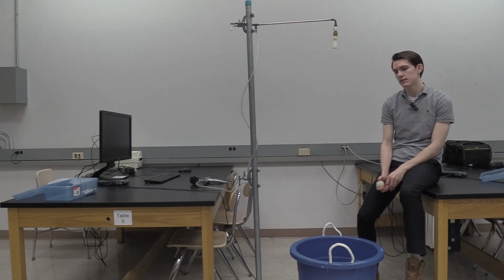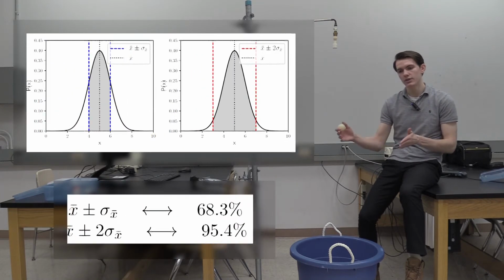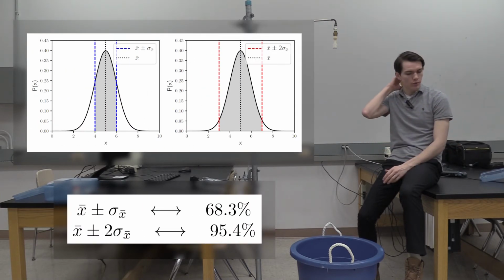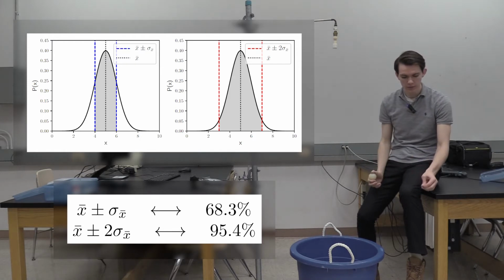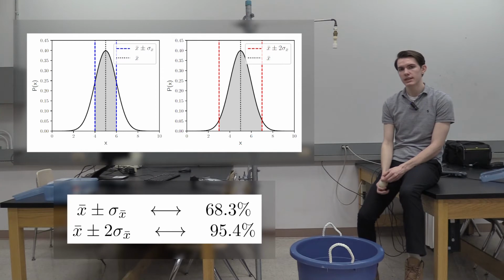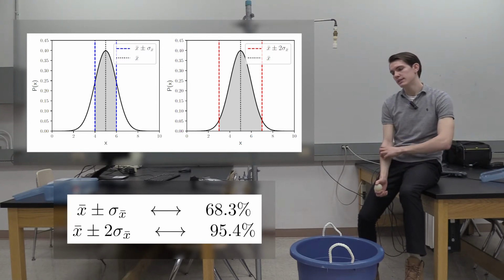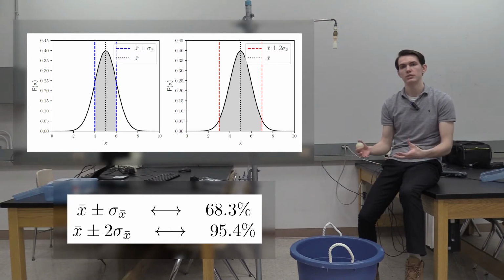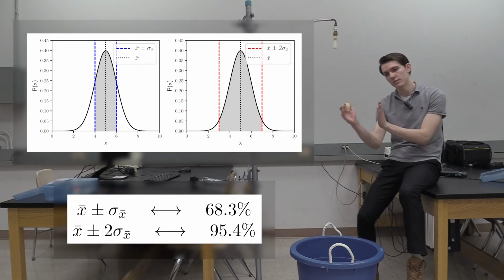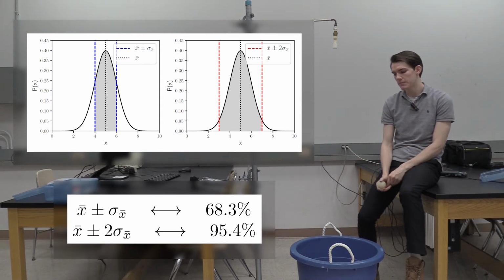it has a well-defined area under the curve at each distance away from the mean. So if we move one error of the mean away from the peak of the distribution, away from the mean, then we're encompassing 68% of the total area under the curve. In other words, 68% of all of the outcomes are going to lie between those two values, between the mean minus an error of the mean and the mean plus one error of the mean.